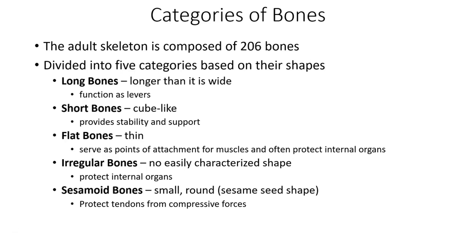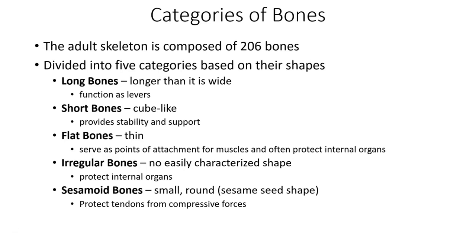So the first we've already talked quite a bit about is long bones. These are bones that are longer than they are wide. These function primarily like levers, and so this is mostly what we see in our arms and legs because that's a lot of where movement is going to be happening, and we'll talk more about this lever system when we do our muscle chapter here in a couple of weeks, but that's the function of long bones.